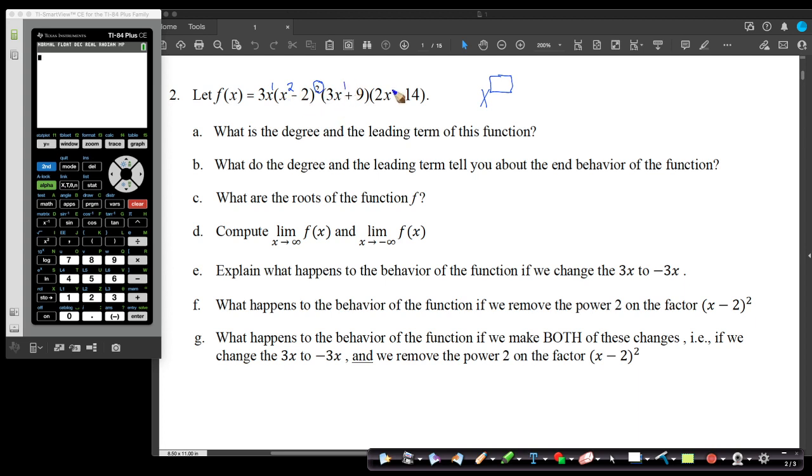This is an x to the first, and this is a first. So when we multiply all those terms together, we add the exponents. 1 plus 2 is 3, 4, 5. We're going to have an x to the 5th power. The degree and the leading term of this function is going to be x to the 5th. So the degree is 5.